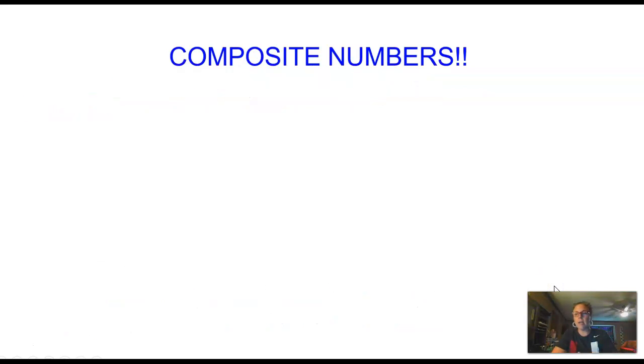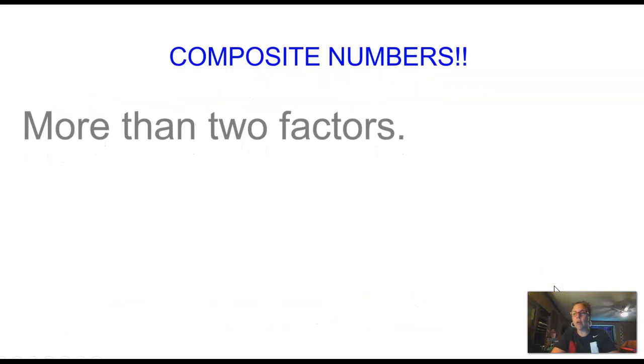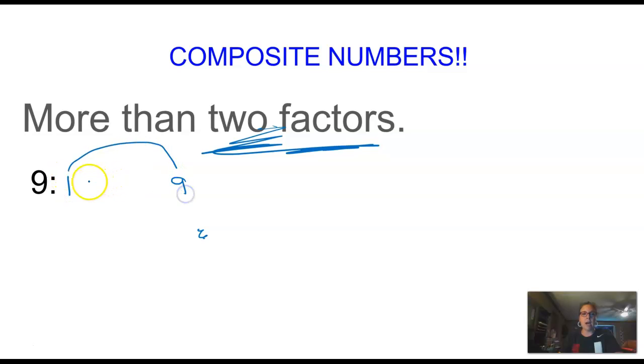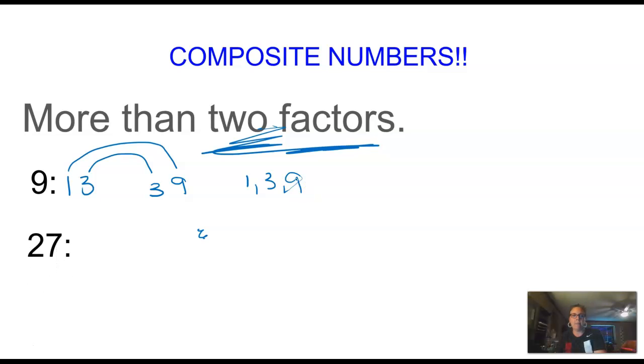All right, composite numbers. Composite numbers are all the others. They have more than 2 factors. So the number 9. You notice I picked an odd one. If we did a rainbow, it'd be 1 and 9, and then 3 and 3. So 1, 3, and 9 are factors.